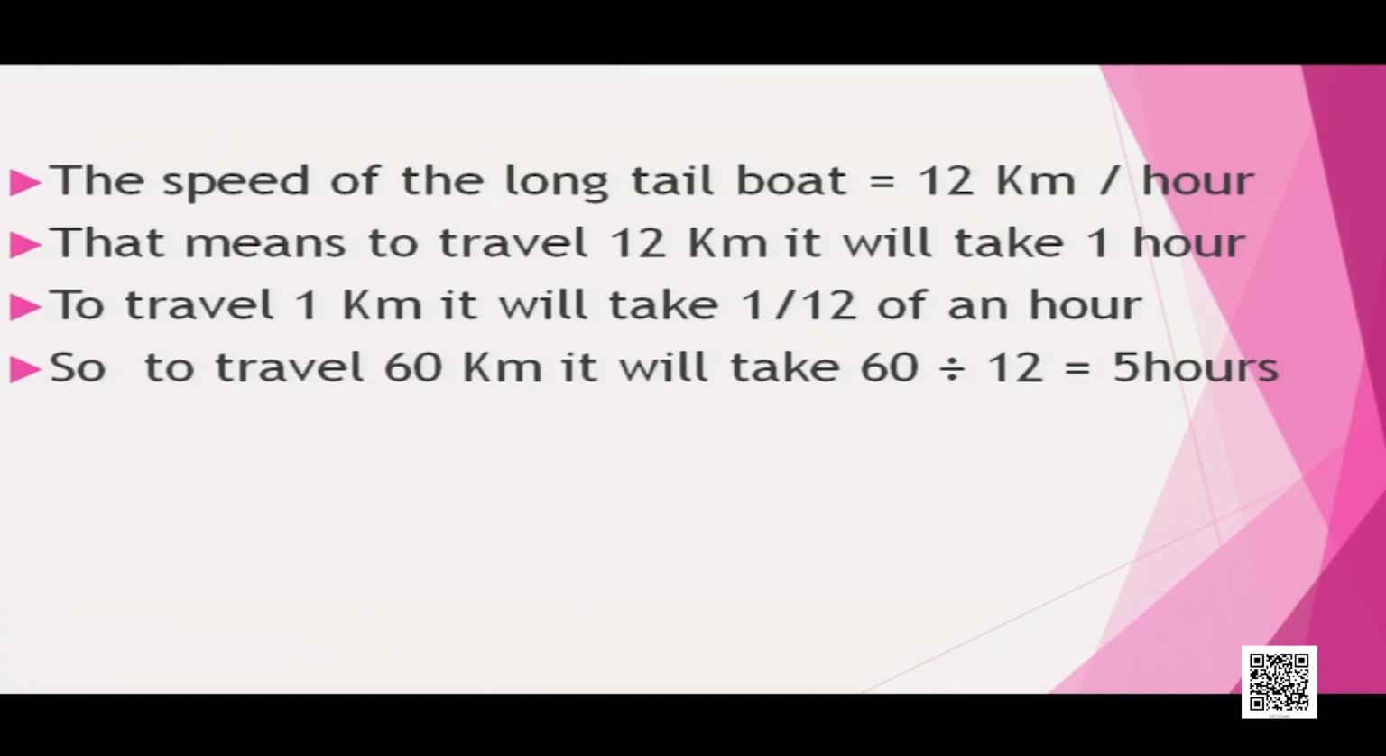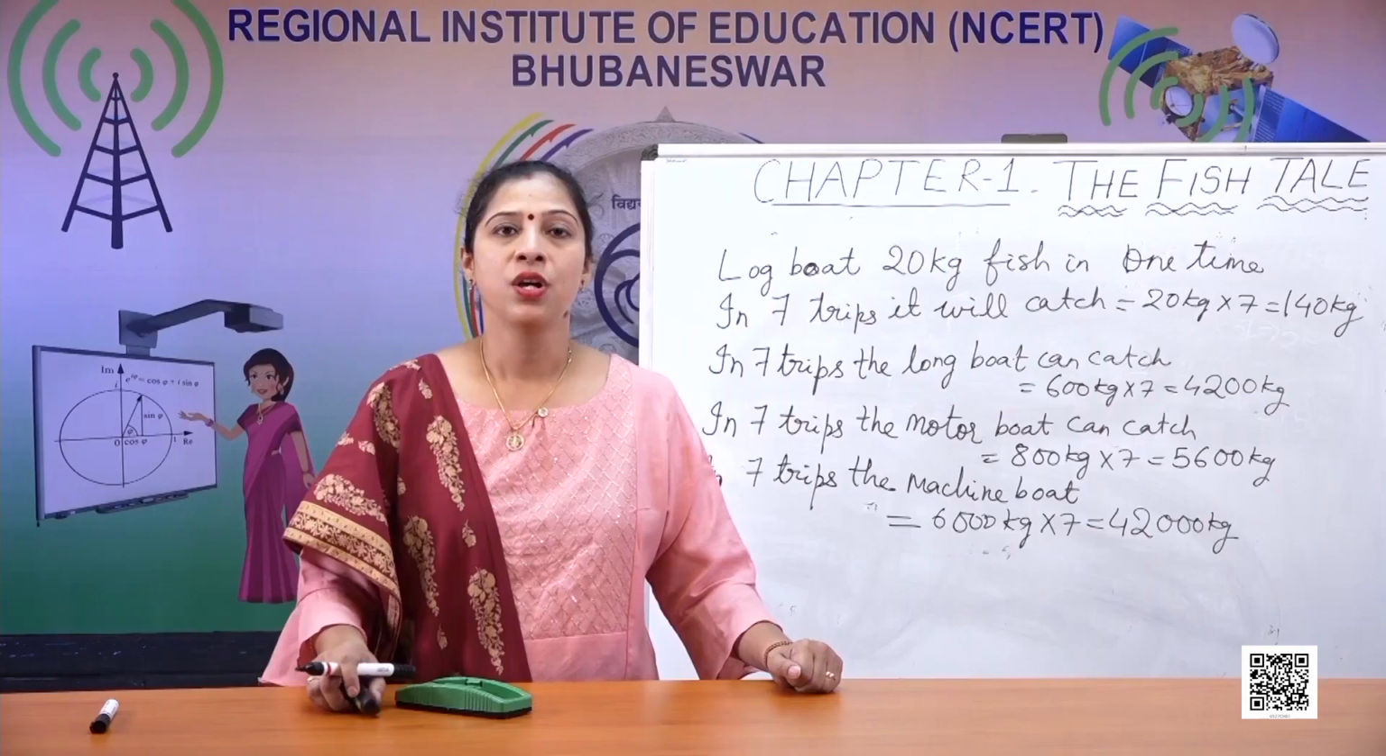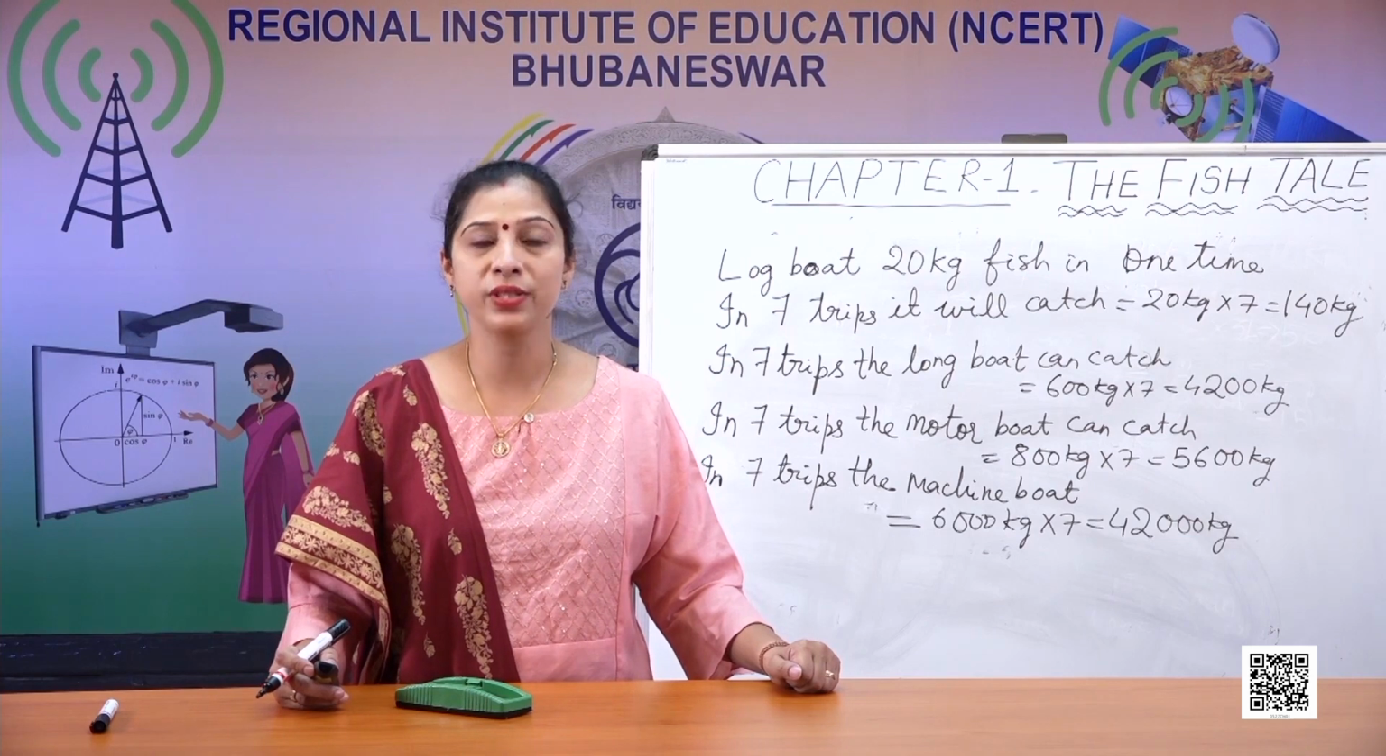You can do it directly, 60 divided by 12, but just to explain that it has to travel 1 km in 1/12 of an hour, I had given this example. So you can directly just divide 60 km by 12 km per hour, which is equals to 5 hours. So the long tail boat will take 5 hours to complete its 60 km journey. So now you understood how to do this.